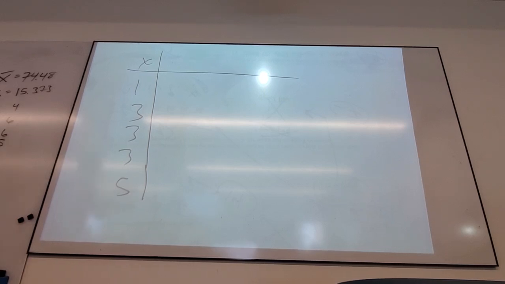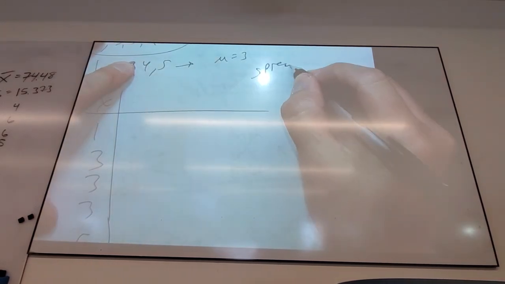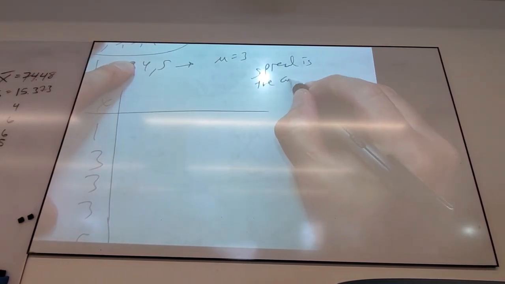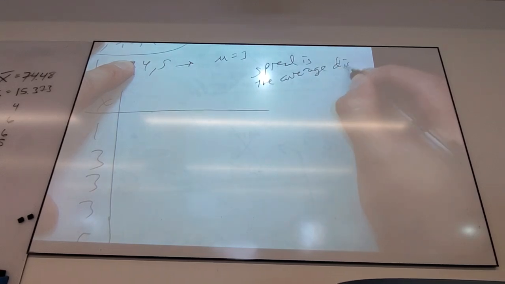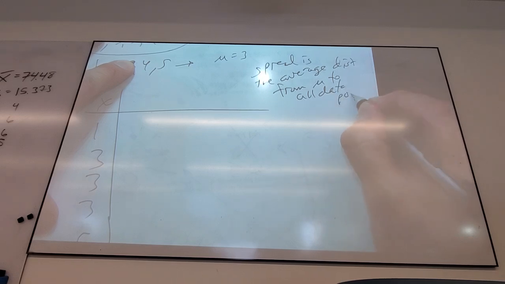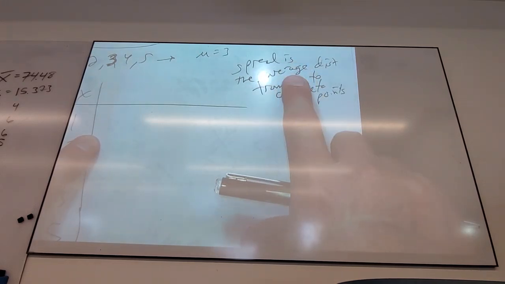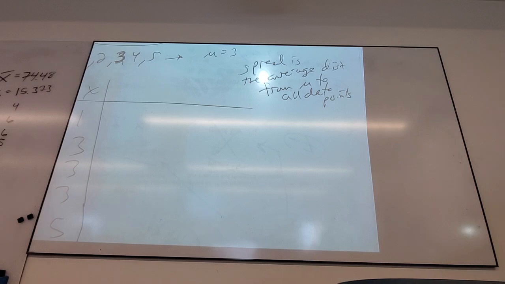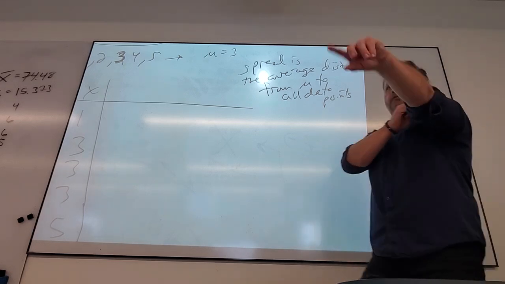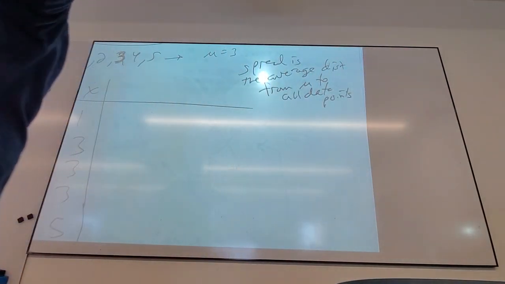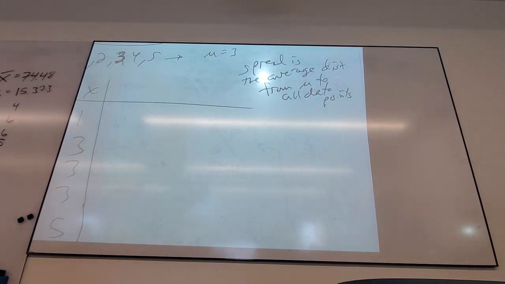So I wanted to calculate the average distance from the mean to all data points. Spread is the average distance from the mean to all the data points. So that's what we're going to define spread to be. And I'm going to bring in the technical name for it here in a bit, but for right now I'm just going to reference it as spread: the average distance from the mean to all the data points.